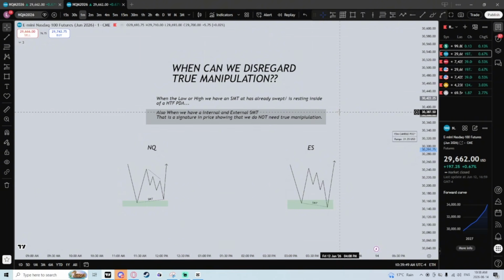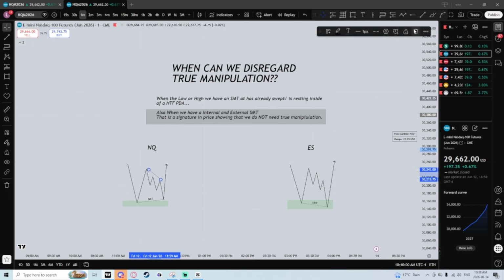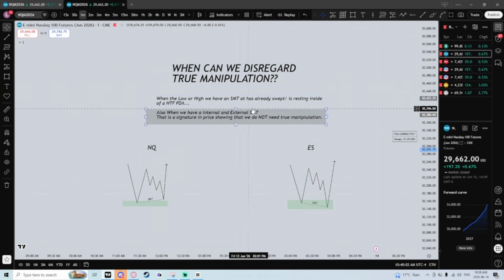So that is just a signature in price showing that we do not need true manipulation. This is a big one. I find this one works every single time. Every time we get an internal and an external SMT before a high time frame PDA, or with a low that is already resting inside of a high time frame PDA, if we get an internal and an external SMT on top of that, that is just more confirmation that we do not need to go lower.